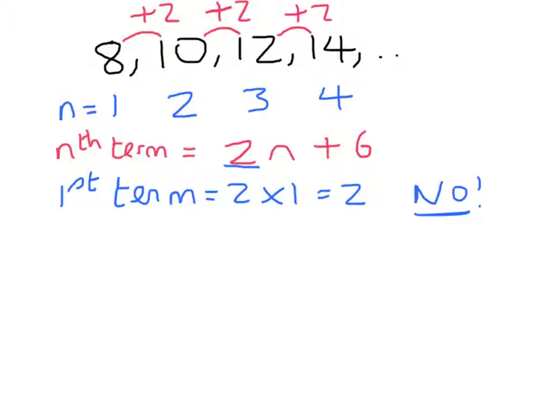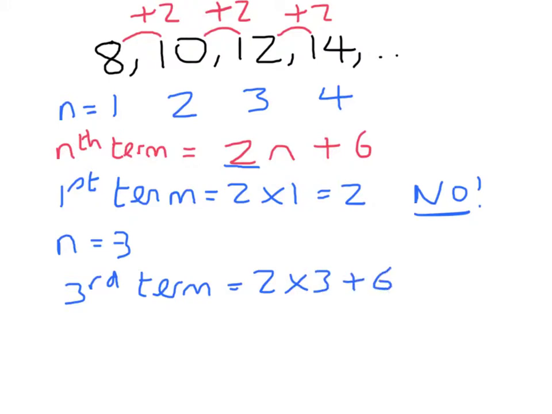Although we can see this formula works for the first term, it'll actually work for any term in the sequence now. So for example, say you had n equals 3. Well, for n equals 3, we would get a third term equal to 2 multiplied by 3 added to 6, and that equals 12, and that's what we want.